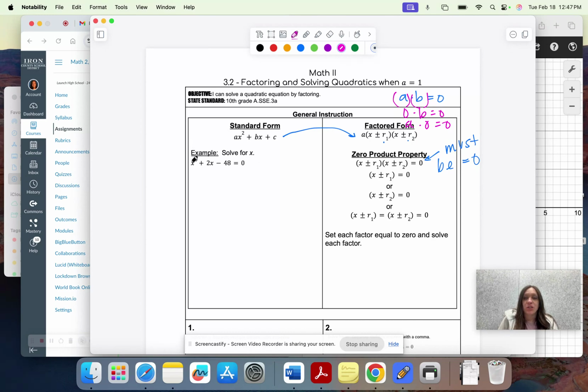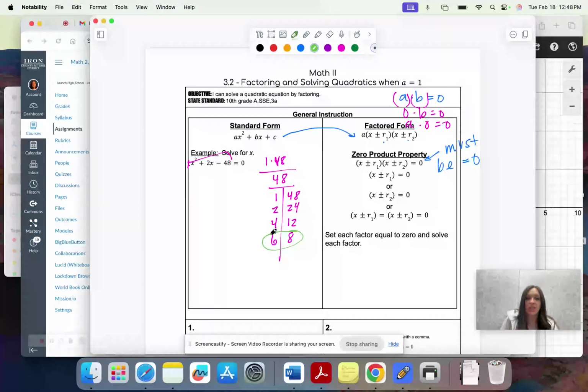So here's an example. We're just going to factor it, but we're going to add the solving. So factoring, times the first times the last number. So 1 times 48 equals 48. Then we're going to find the factors: 1 times 48, 2 times 24, 4 times 12, 6 times 8.